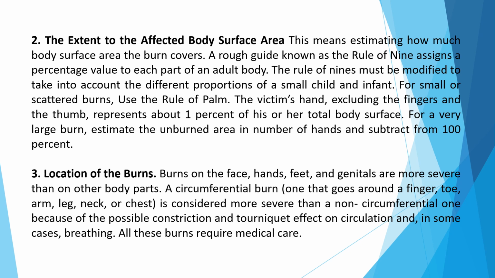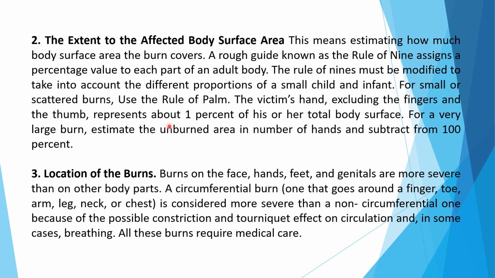So, the extent of the affected body surface, one of the factors, the first being the depth. This means estimating how much of the body surface area the burn covers. A rough guide is the rule of 9, which assigns a percentage value to each part of an adult body. The rule of 9 must be modified to take into account the different proportions of a small child and infant.